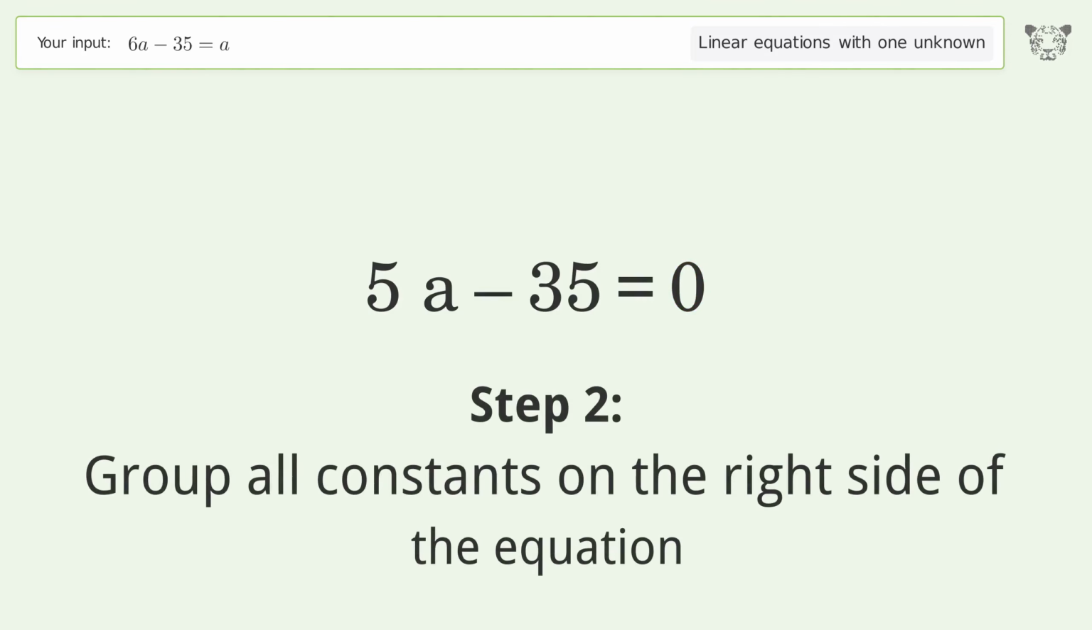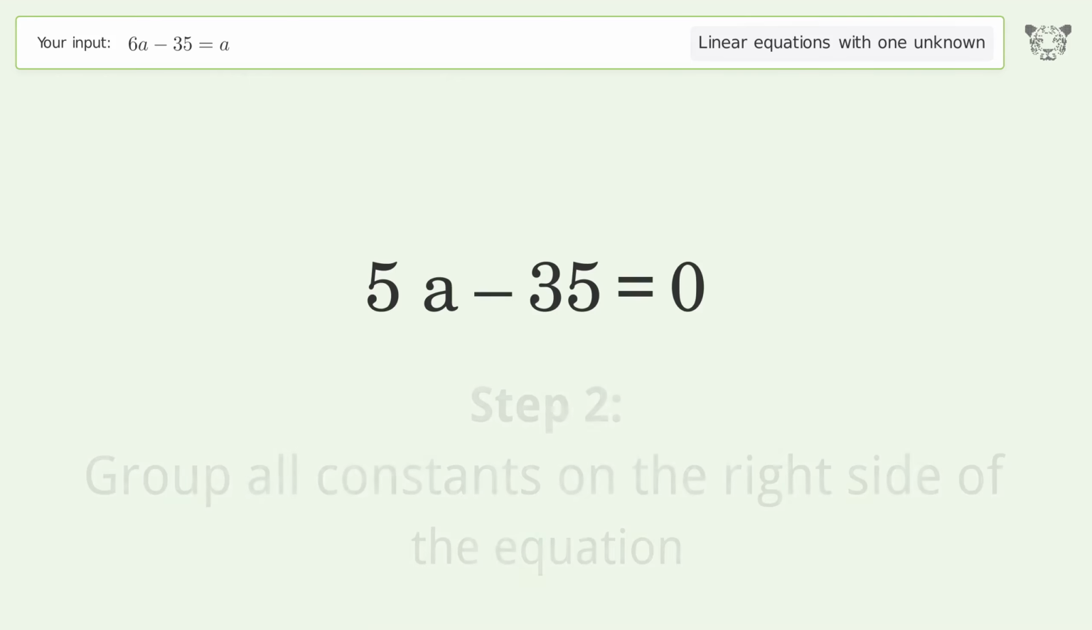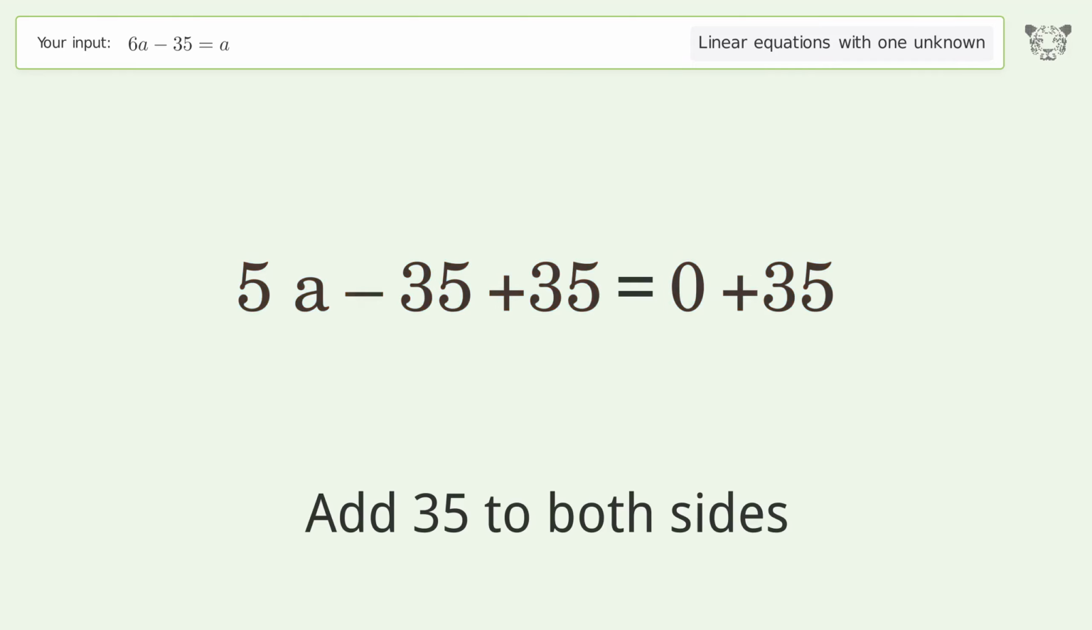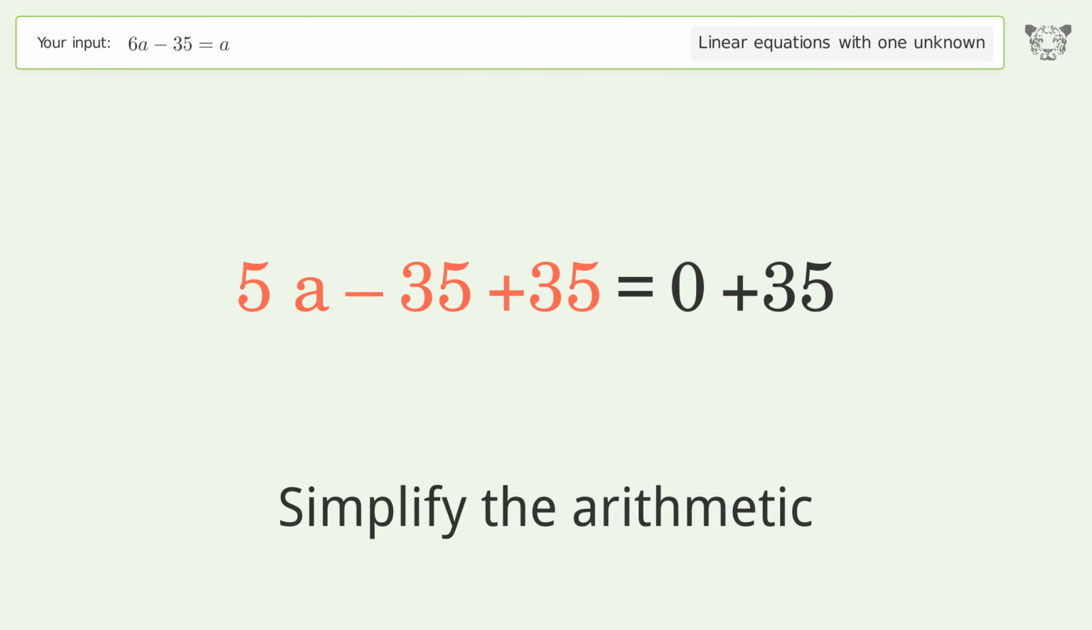Group all constants on the right side of the equation. Add 35 to both sides. Simplify the arithmetic.